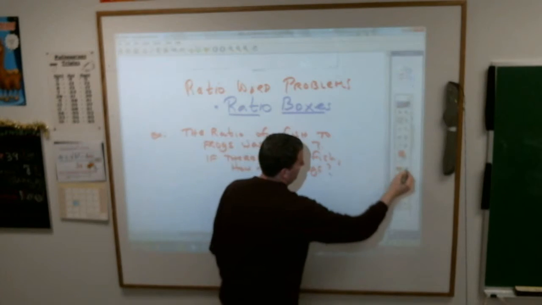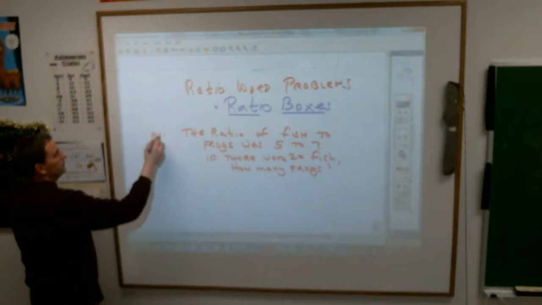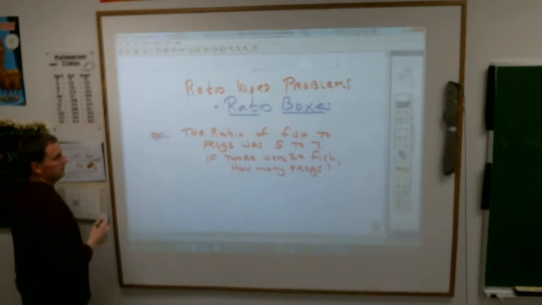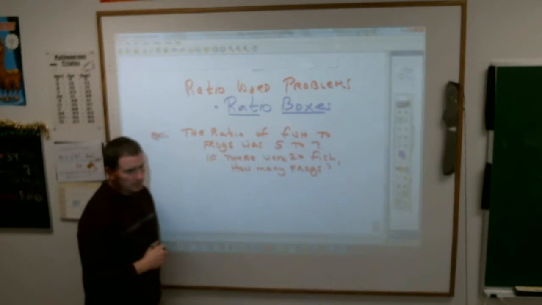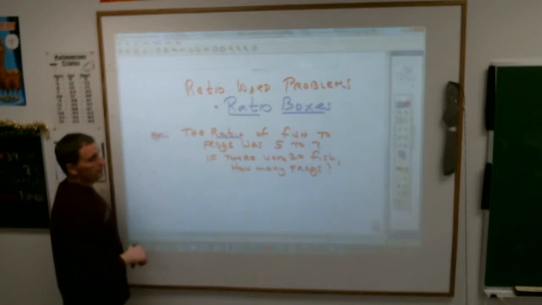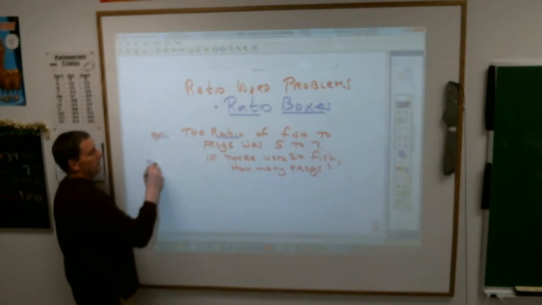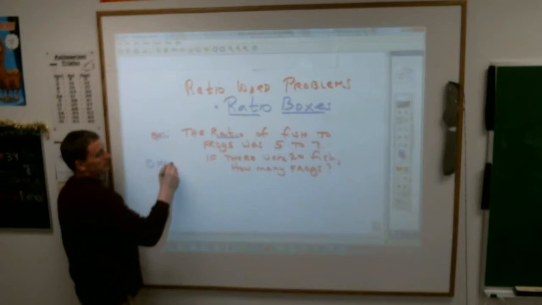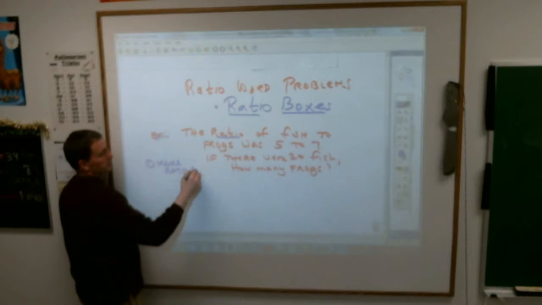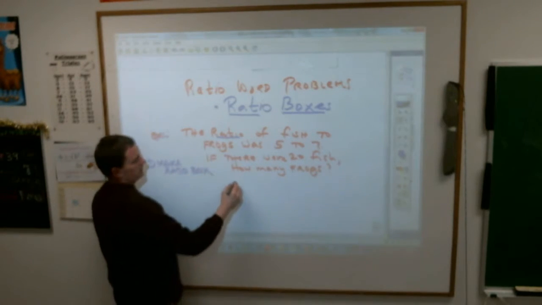Can anybody tell me how I know this is a ratio word problem? Give me 2 guesses. The first one really doesn't count. Andrew? Because it says the ratio. Thank you. In which case, if it's a ratio word problem, you need to make a ratio box. This is not a very complicated thing. It looks a little like this.